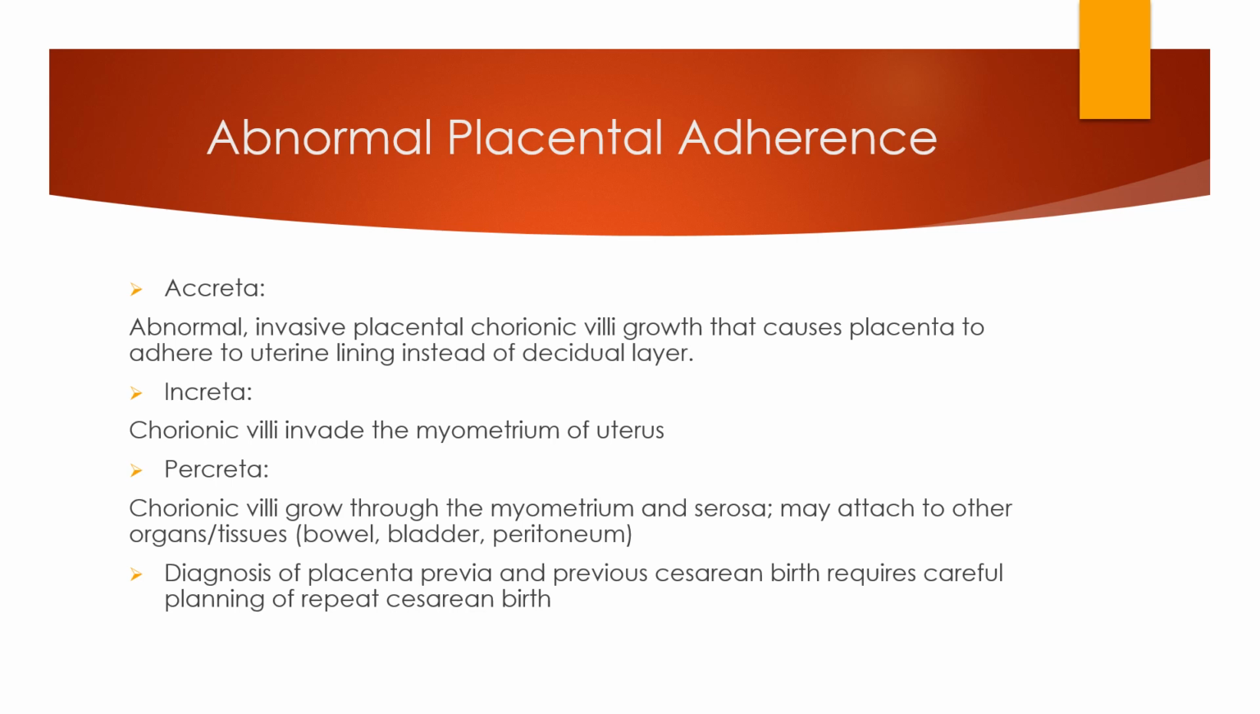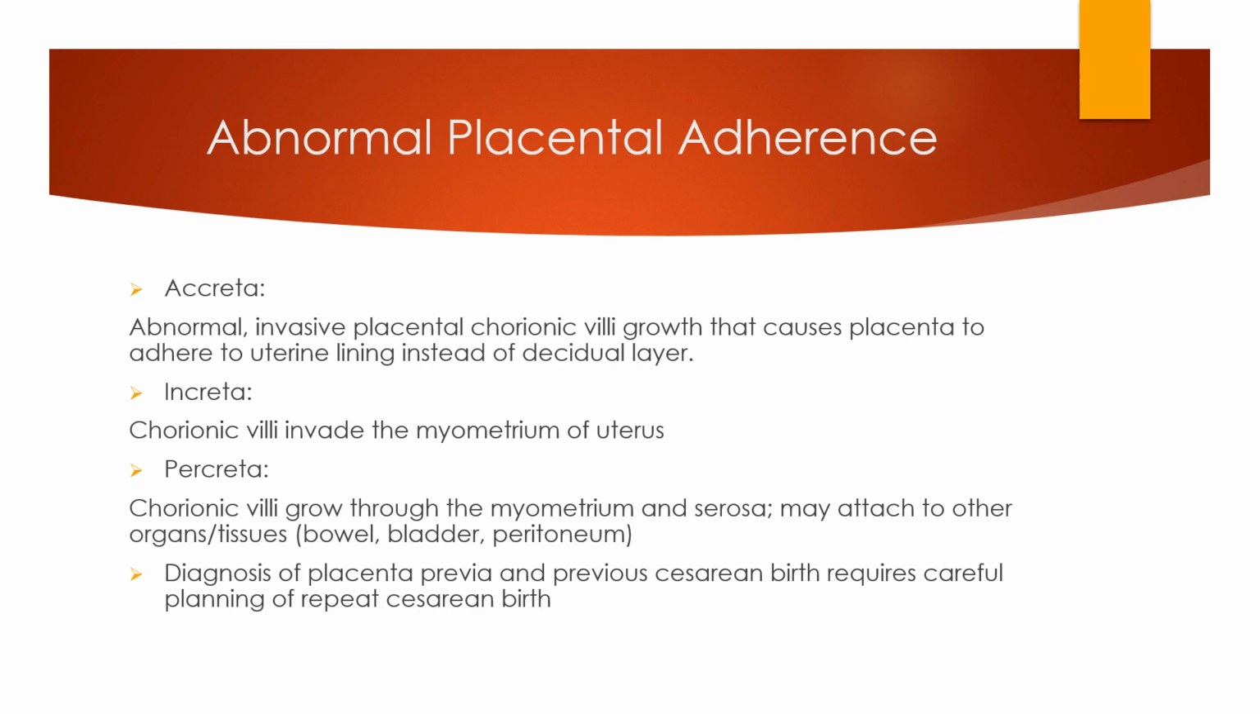Okay, so let's talk about abnormal placental adherence. Accreta. This is abnormally invasive placental chorionic villi growth that causes the placenta to adhere to the uterine lining instead of the decidual layer. We want it to adhere to the uterus, but the innermost layer is the decidua. This is more like a membrane that covers the endometrium. So this is where we want the placenta to attach. It allows for easy removal of the placenta. This is why most placentas deliver on their own without any need for removal. They peel away clean without any issues.